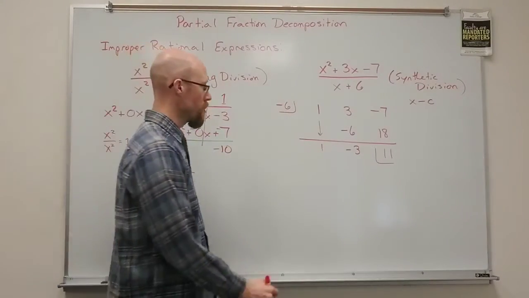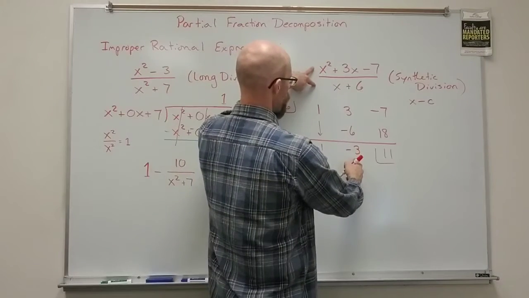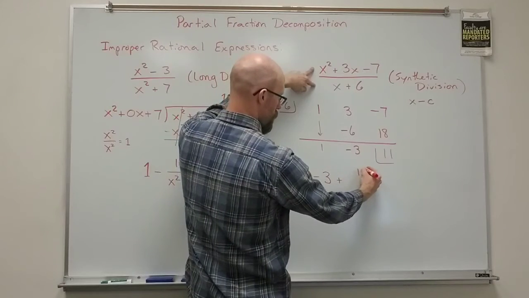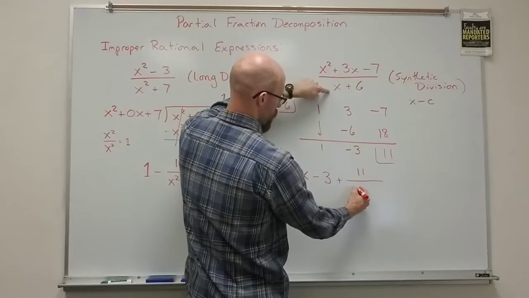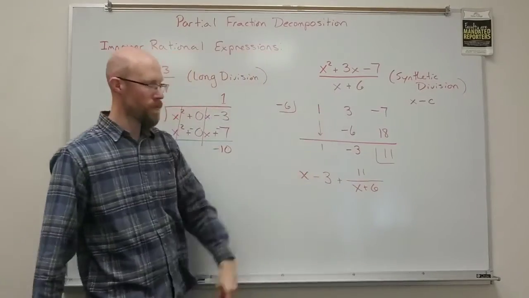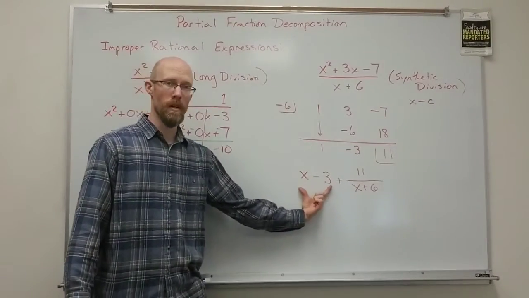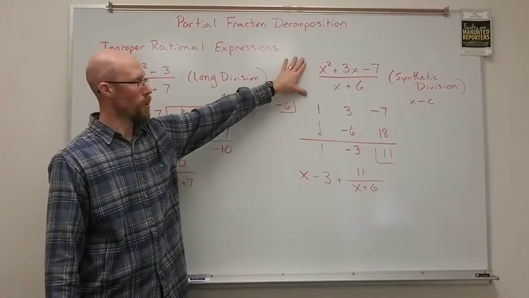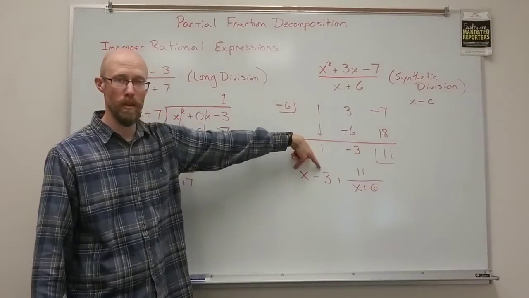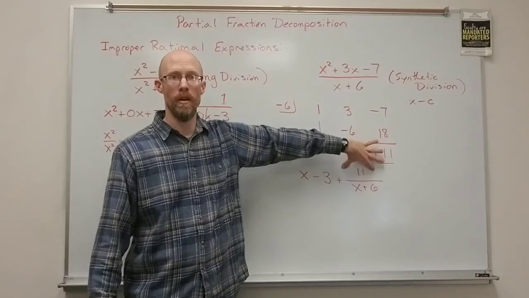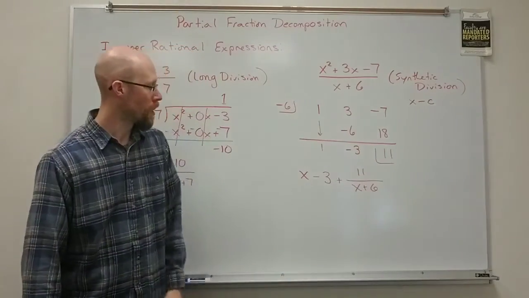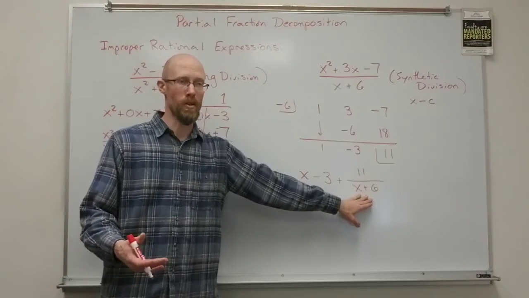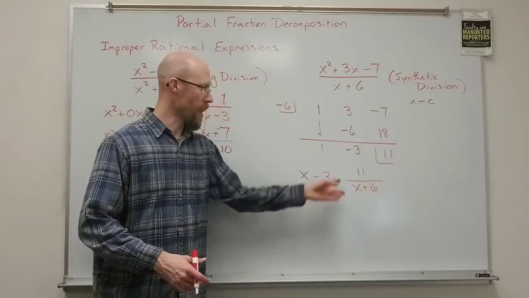1 is the x term. Negative 3 is the constant. So this fraction becomes x minus 3 plus the remainder 11 over the original denominator. Okay, and again, we have a polynomial plus a proper rational expression. And if, again, we were doing a partial fraction decomposition, I would keep the polynomial and then just work with the proper rational expression at that point, okay? This one can't be broken down further because the denominator is already linear and irreducible. We'd be okay with that.